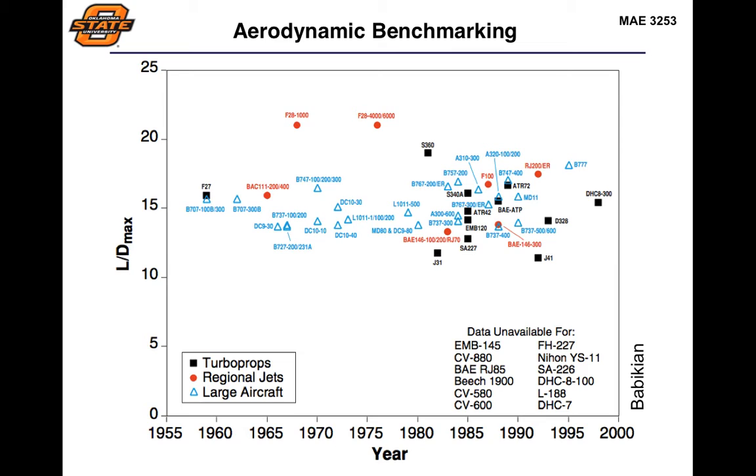So trends of L over D, for example, your measure of the aerodynamic efficiency that you have on your aircraft, show that it's relatively flat, right? There's not a huge amount of improvement over time. There's only so much you can do with the aerodynamic physics, but it does tell us where we need to be.